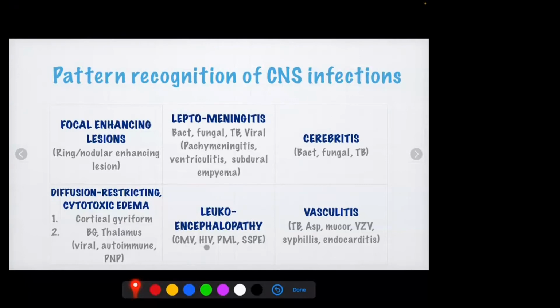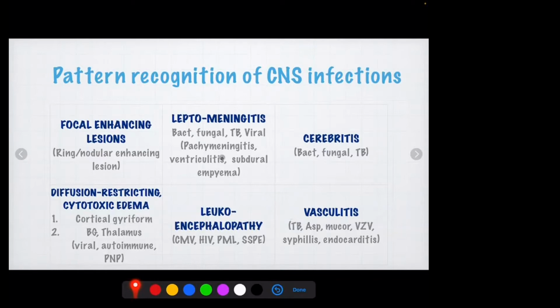HIV encephalitis itself, PML, and SSPE have predilection to at least start with as predominantly white matter diseases in the category of infections. And a few organisms would have predilection for vasculopathy, in which we have TB, Aspergillus, mucor, zoster, syphilis, endocarditis, and the list is obviously longer, but I've just mentioned the common ones.